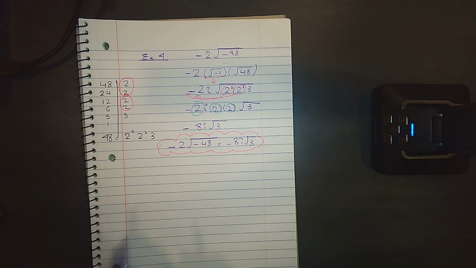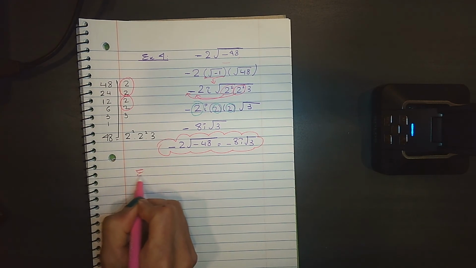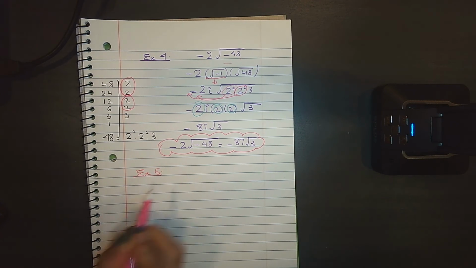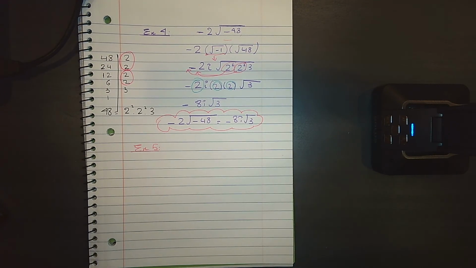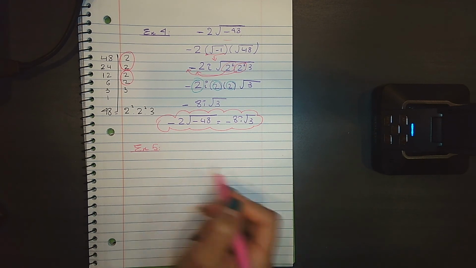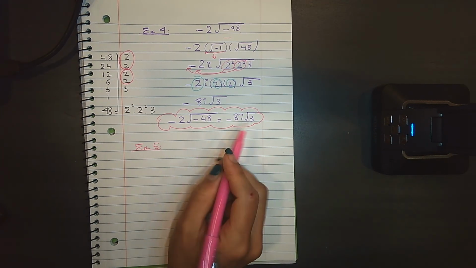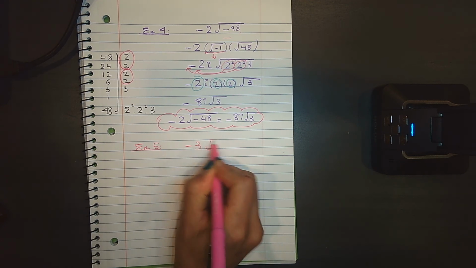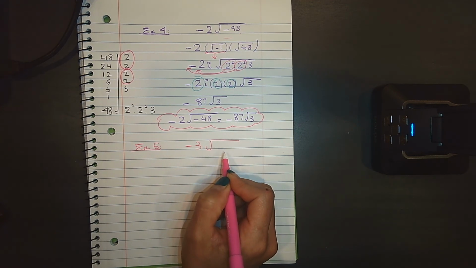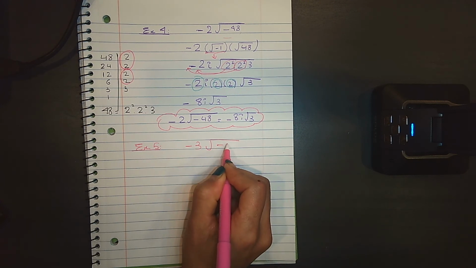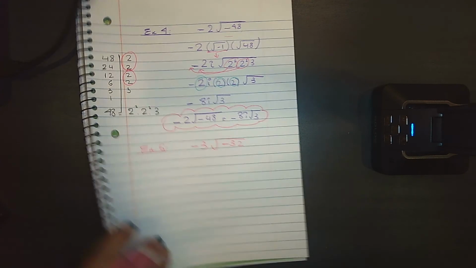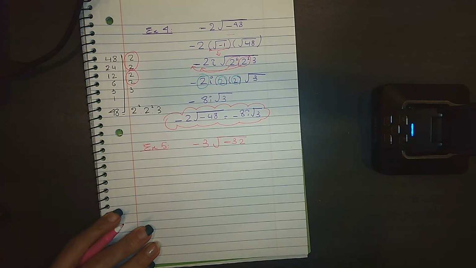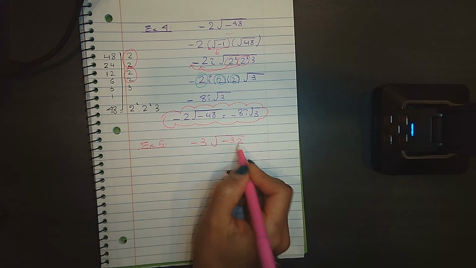I'm going to do one more example, and it's going to be the you try part. And this is going to be the last thing we're going to do for this specific concept, but we're going to move on to something more operational. So example 5, please try it on your own. So pause the video. Negative 3 square root of negative 32. We did 32. Let's do 38.